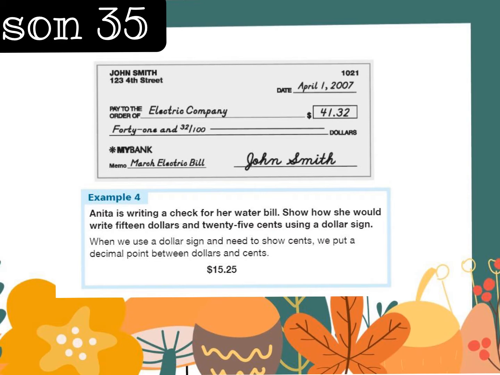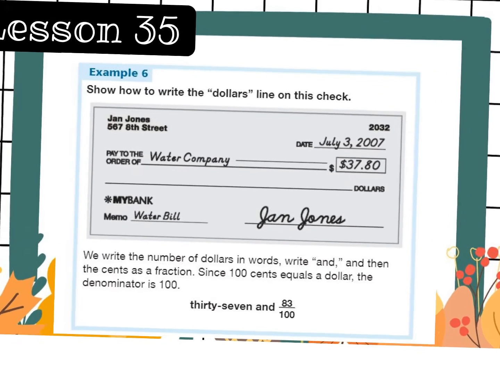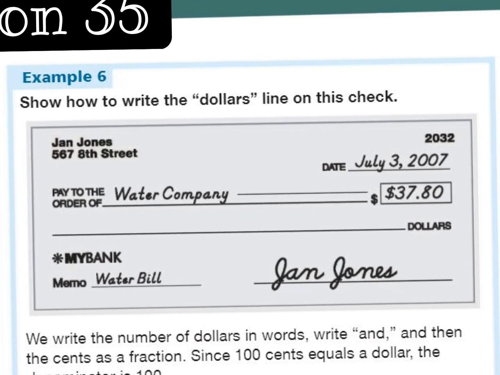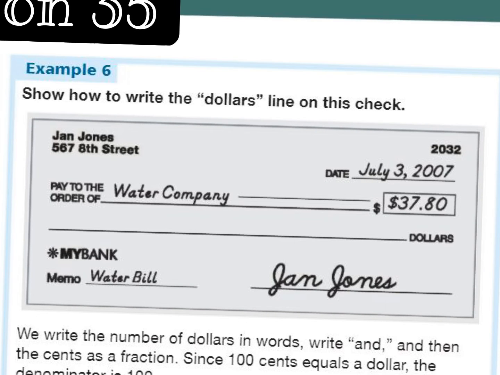How would I do example 6? If it says we write the number of dollars in words, we write "and," and then the cents as a fraction, okay? So if I'm writing this on a check, if you've ever seen your parents write a check for something for school, or if you've ever seen a check lying around the house, you see that they always write in cursive on this line that's right here. Has anybody ever seen a check filled out before? Yeah. Okay. Maybe by the time you have a bank account, you won't have to write a check, but I don't think that's going to be the case. I think there are going to be times where you still have to write a check for certain things.